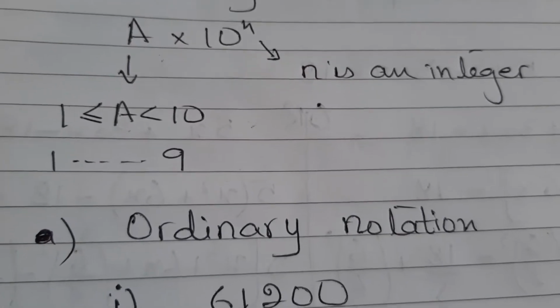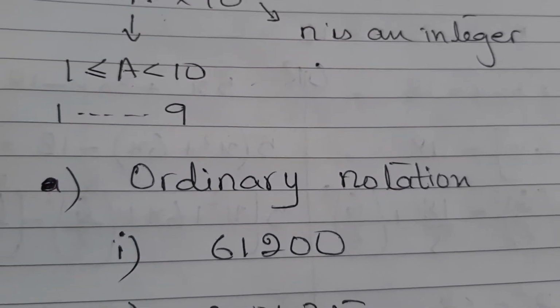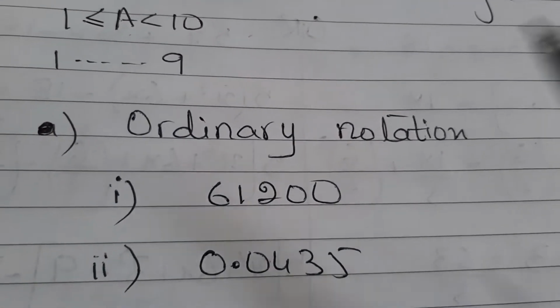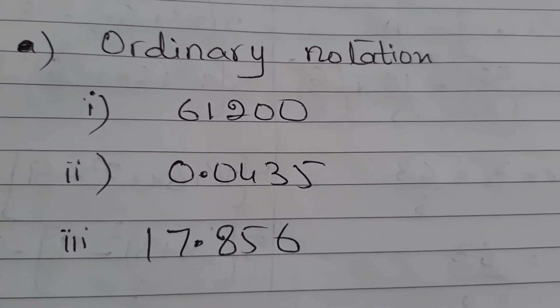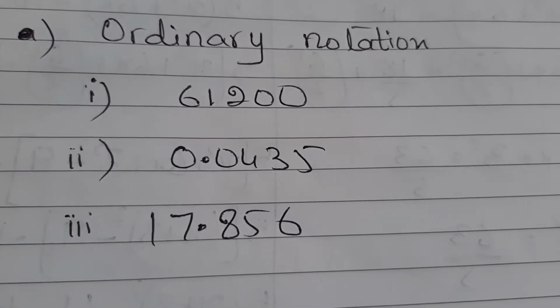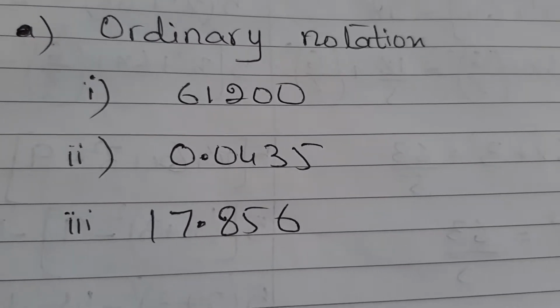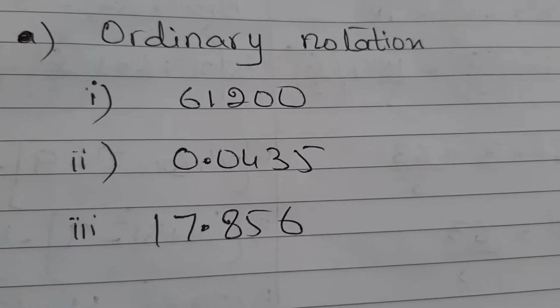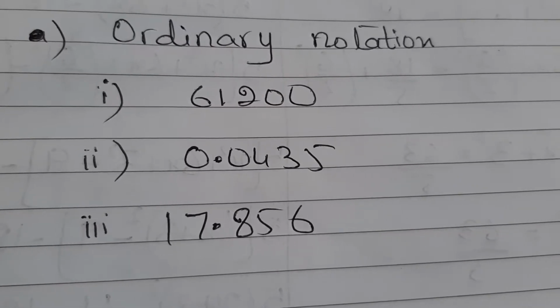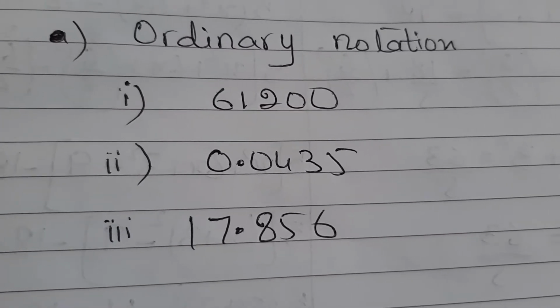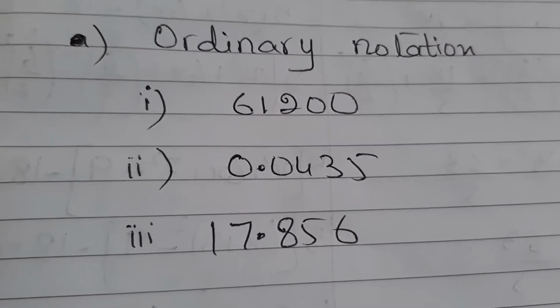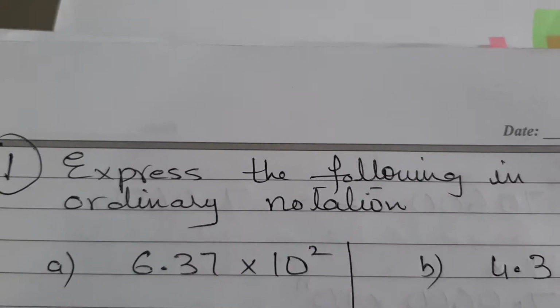Okay, so let's see what is an ordinary notation. So when you write a number in this form, it is called ordinary notation. So there is no into 10 to the power. It is called ordinary notation. So first of all, we will see how to change a standard form into ordinary notation, and then ordinary notation into a standard form. So let's see here.